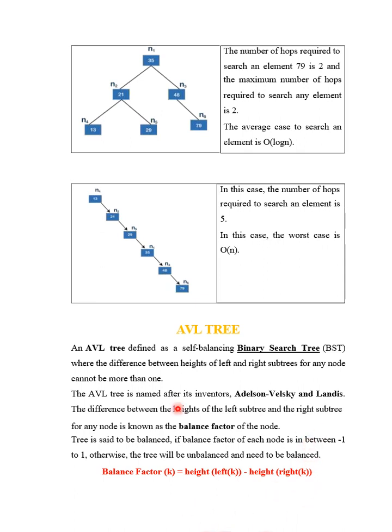So the formula to calculate balance factor is height of left subtree minus height of right subtree. This is the formula to calculate balance factor. After calculating that, the balance factor should lie between -1 and 1. If it is not, we have to rebalance it again.